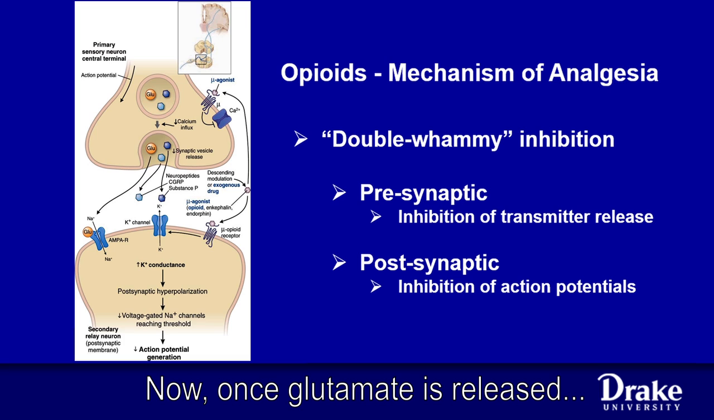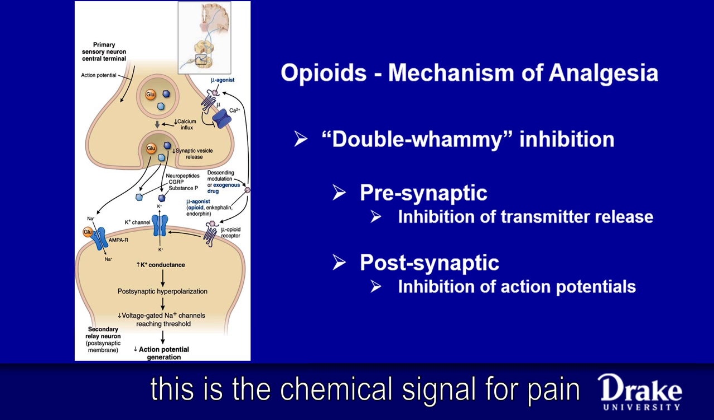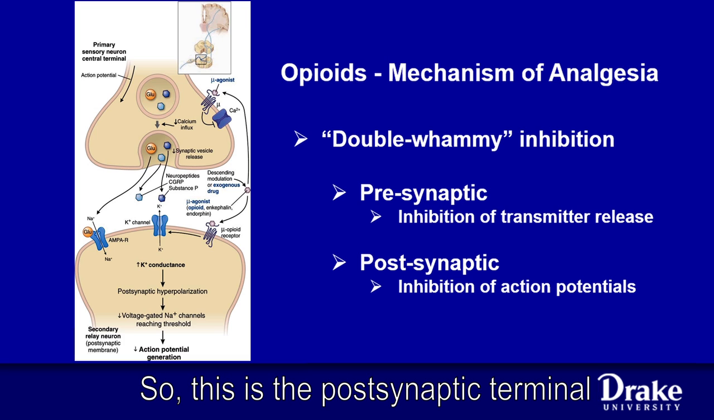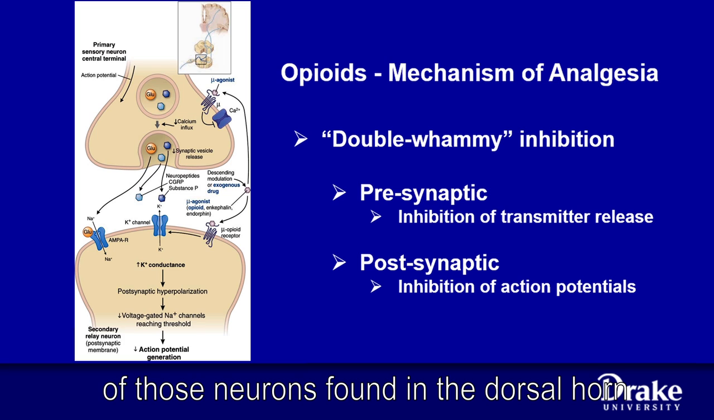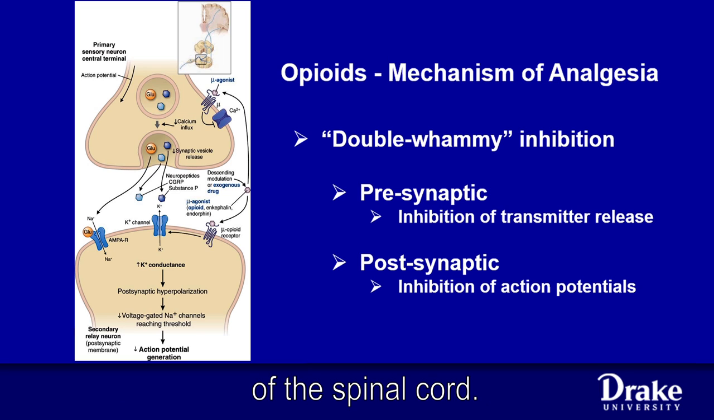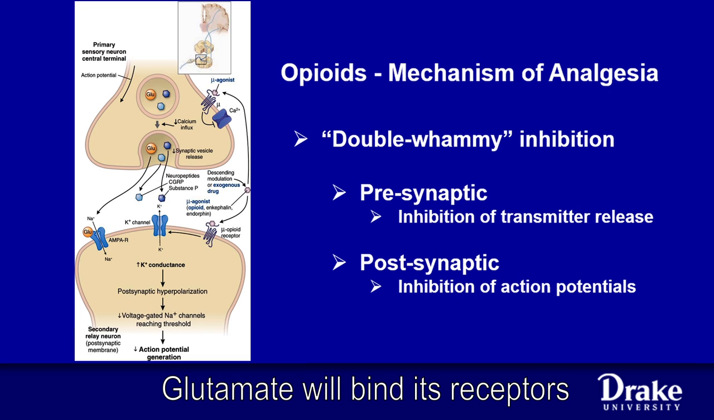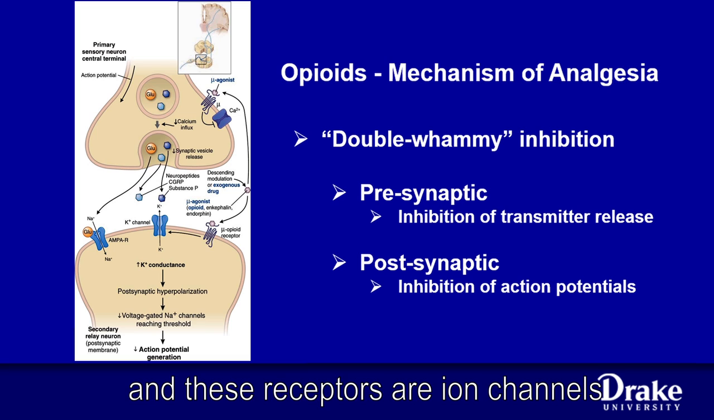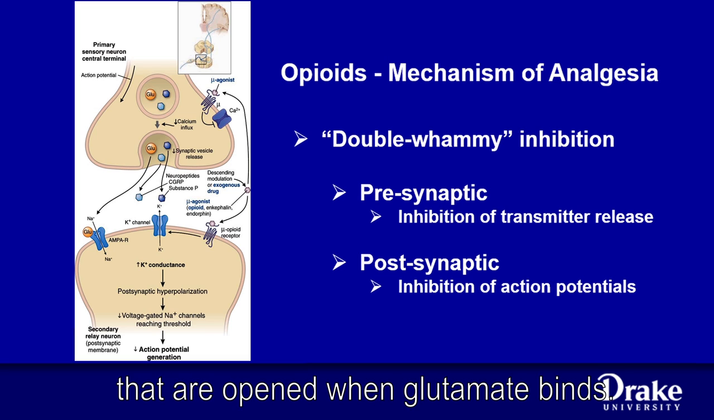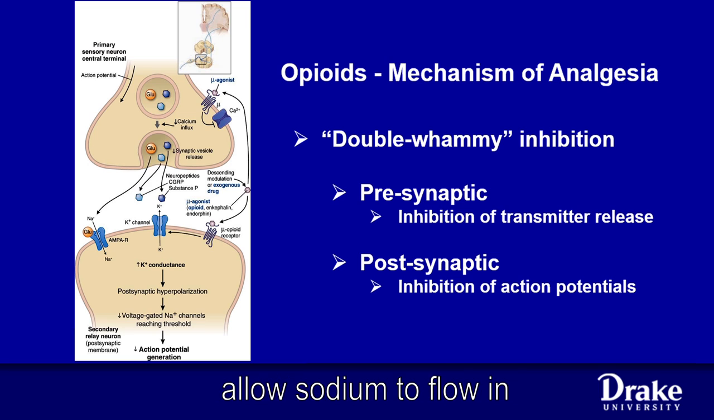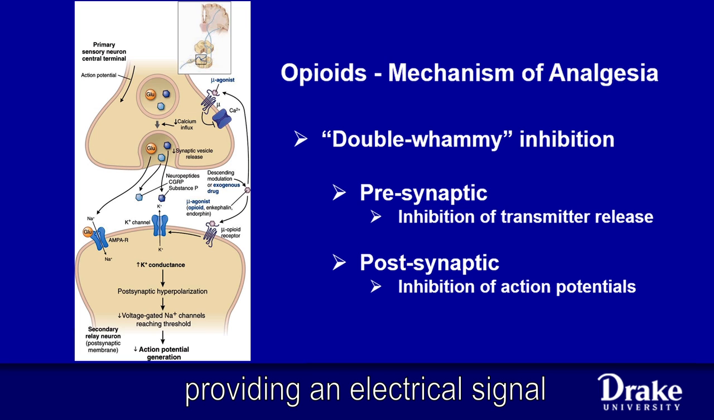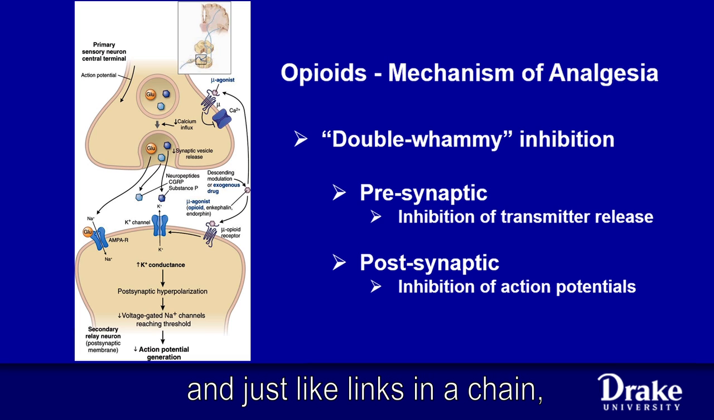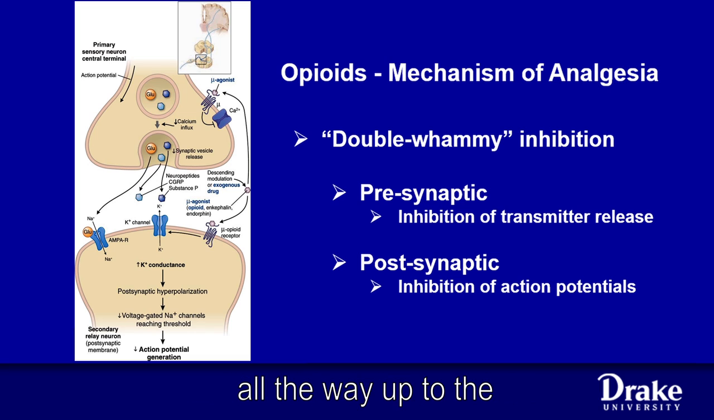Now, once glutamate is released, this is the chemical signal for pain that will be relayed to the next neuron. So this is the postsynaptic terminal of those neurons found in the dorsal horn of the spinal cord. Glutamate will bind its receptors on the postsynaptic membrane, and these receptors are ion channels that are opened when glutamate binds. These ion channels allow sodium to flow in, providing an electrical signal for this neuron that can then be relayed up to the brainstem, just like links in a chain, all the way up to the somatosensory cortex.